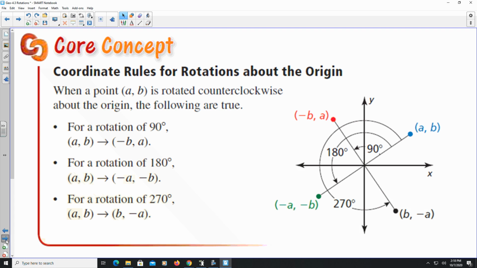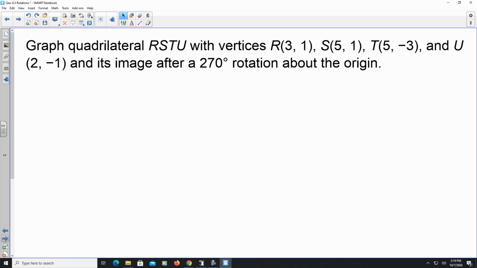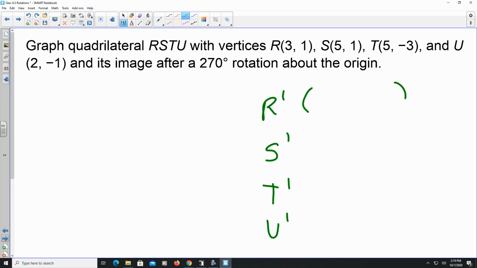So, looking at some examples like that, here it says we're going to graph quadrilateral RSTU with vertices 3, 1, 5, 1, 5, -3, and 2, -1. And it says they're rotating the image after 270-degree rotation from the origin. So what we're going to do is I'm just going to look at the coordinates. So it's going to be R prime, S prime, T prime, and finally U prime. So we're going to get our coordinates from there.